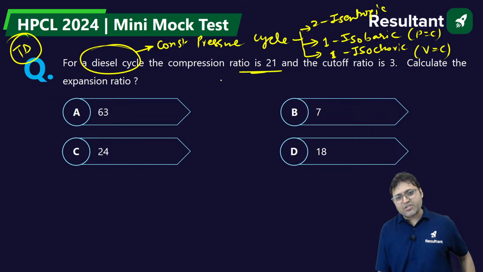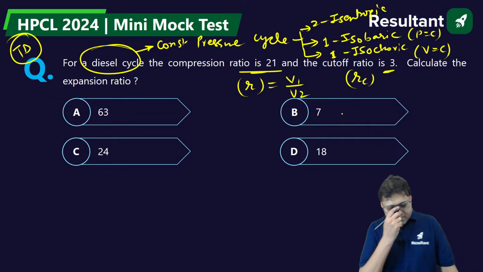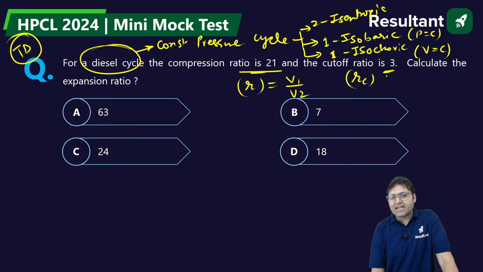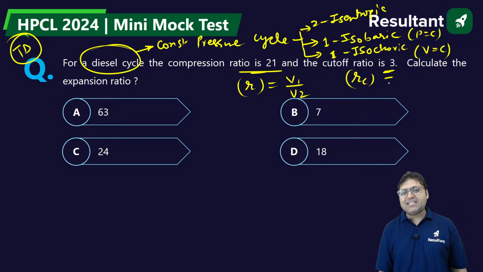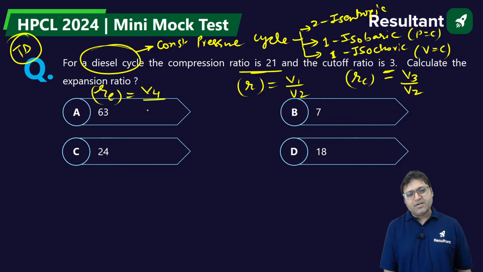The compression ratio is R. The value of R is 21. The cutoff ratio RC is equal to 3. What is the compression ratio? V1 by V2, the volume of the gas before compression to the volume after compression. What is cutoff ratio? Cutoff ratio is the volume after heat addition to volume before heat addition, V3 by V2. What will be the expansion ratio? What is expansion ratio? The volume after expansion V4 divided by V3.